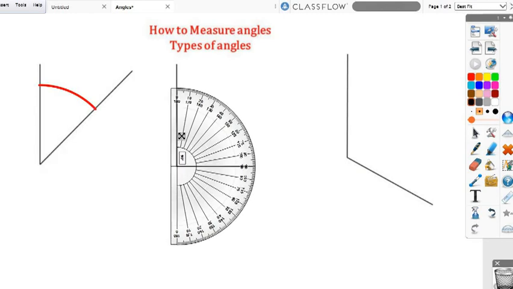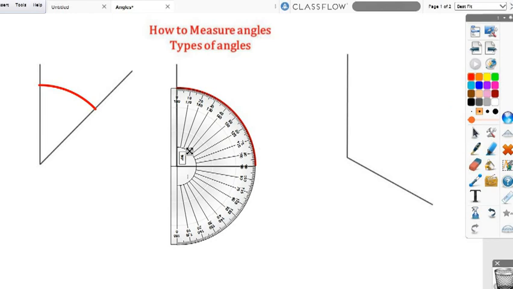When we fit it, you see the vertex here on this point, and you see that this line is exactly at 0. Now let's measure from here. 0, it ends at this other portion. If you read where, you see 90 degrees. That's an angle of 90 degrees. And an angle of 90 degrees is called a right angle.